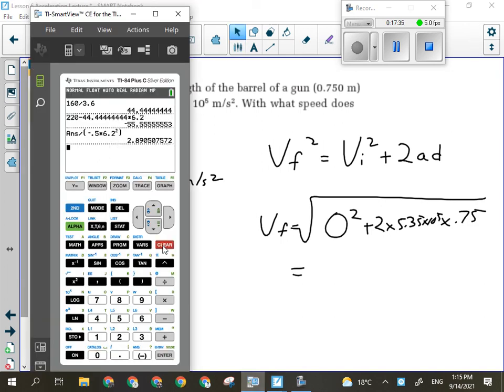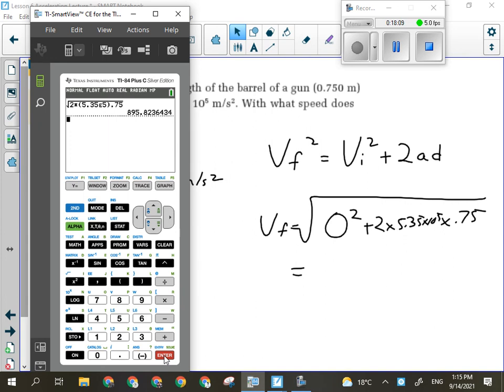Okay, so in my calculator, square root of 2 times, in brackets, 5.35 E5, 8 times 0.75. Okay, so the final velocity of the bullet leaving the gun is 896 meters per second.